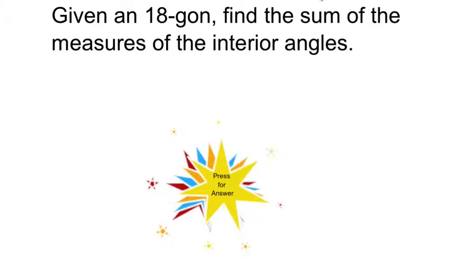So in this first problem, I have an 18-gon. I want to find the sum of the measures of the interior angles. The very first thing that I'm going to do is write the equation that I know for the sum of the measures of the interior angles. And we learned yesterday that (n minus 2) times 180 is equal to the sum of the interior angles.